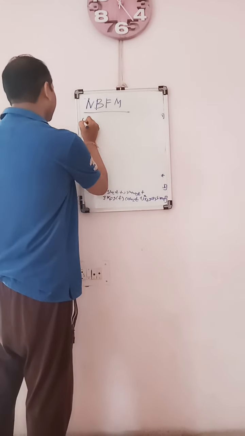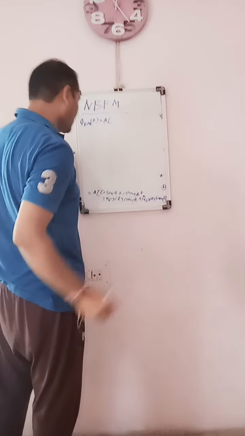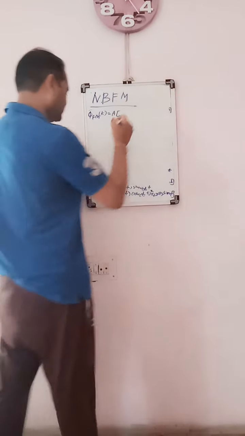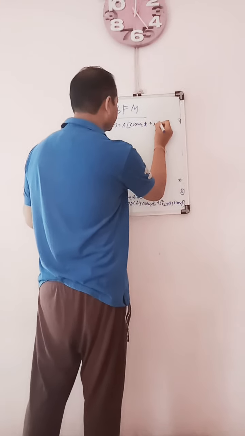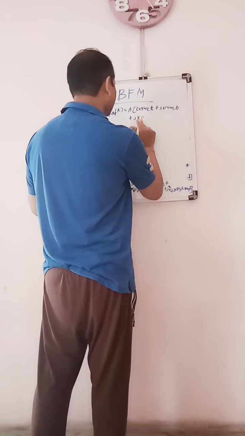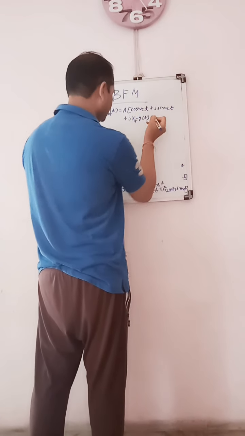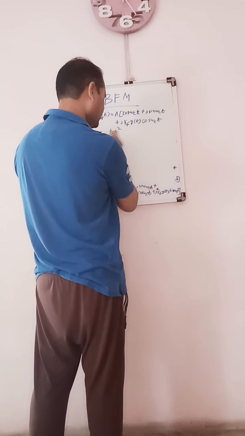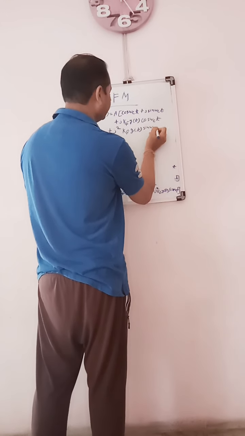So I'm writing it again: phi bar FM(t) will be equal to a, as it is, cos omega ct plus j sin omega ct, plus jkfg(t) cos omega ct, plus j square kfg(t) sin omega ct.